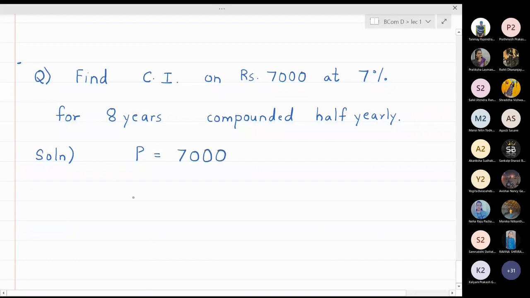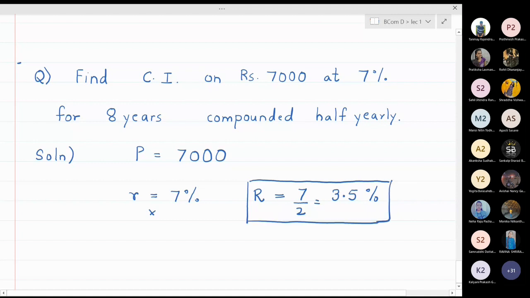The rate is given to be how much? The rate is given to be 7%. So what is the rate that I am going to use for half yearly? The rate that I am going to use is 7 upon 2, means 3.5%, the half of 7. So I'm not going to use this rate of interest, but I'm going to use this rate of interest, which I'm calling capital R. Okay. And what is the period? It is 8 years.